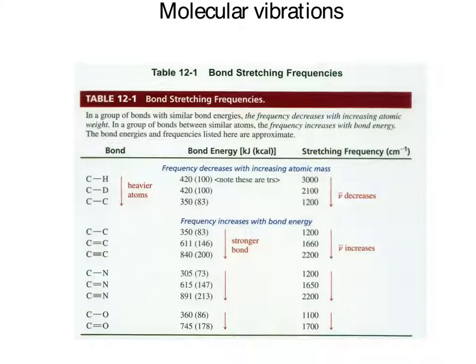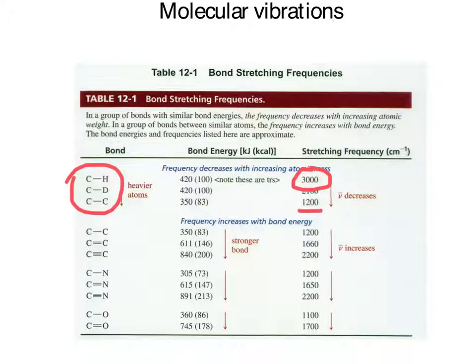And so let's look at this table here from another source, and what it gives us is an idea of the frequencies for certain stretches. So if we take a look at our carbon-hydrogen and carbon-carbon stretches, carbon-hydrogens absorb somewhere around 3,000, whereas a carbon-carbon bond absorbs around 1,200.